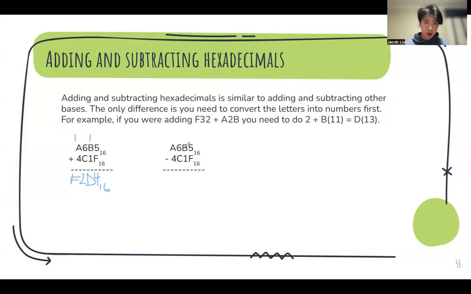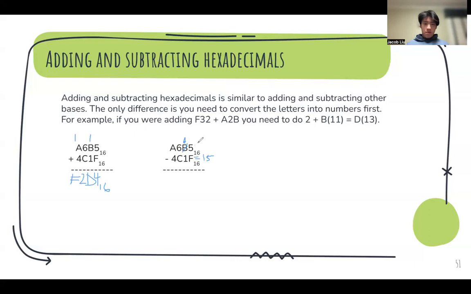So 5 minus F is 15. So let's say this is 15. Now F minus 15, right? Oh, sorry, no, 5 minus 15. You can't do that. So you have to borrow one from the B. The B becomes A, which is actually 10, but I'll just say it's A.